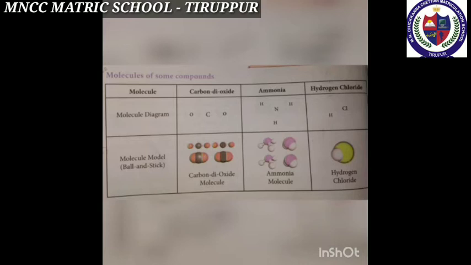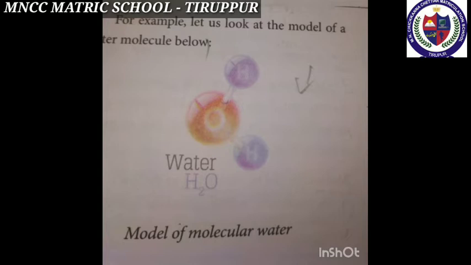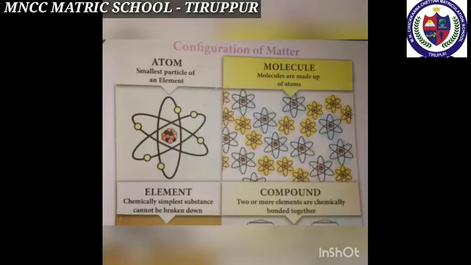For example, let us look at the model of the water molecule. Each molecule of water consists of one oxygen atom and two hydrogen atoms. The ratio of the oxygen and hydrogen atoms remains fixed whether water is in liquid, solid or gaseous state. This principle applies to the molecules of all compounds. See the diagram, molecules of some compounds.